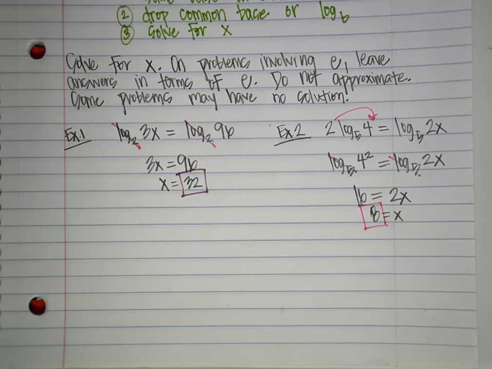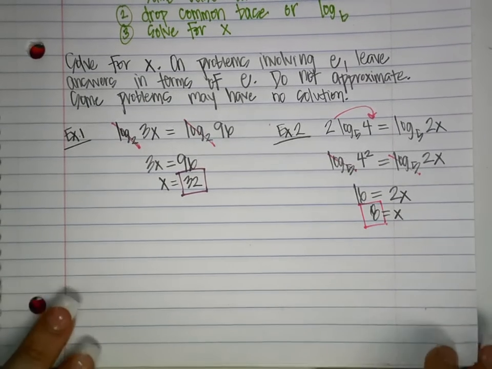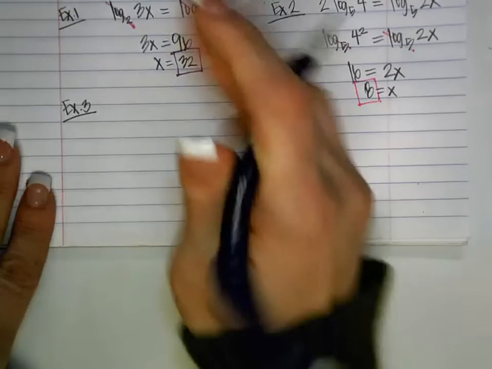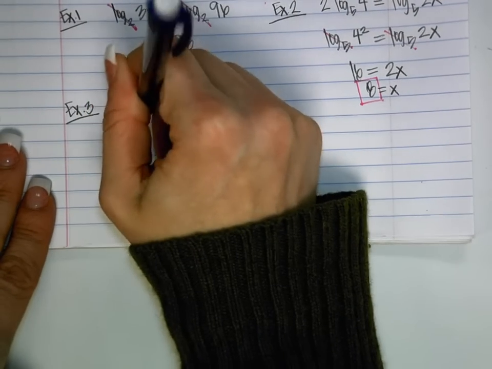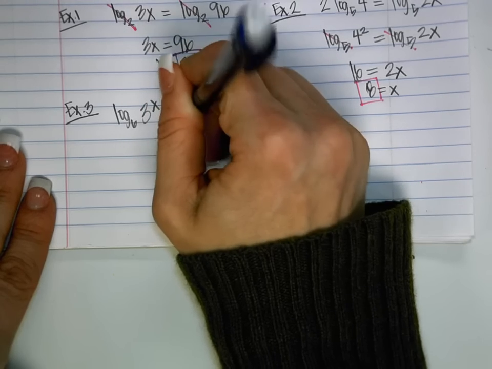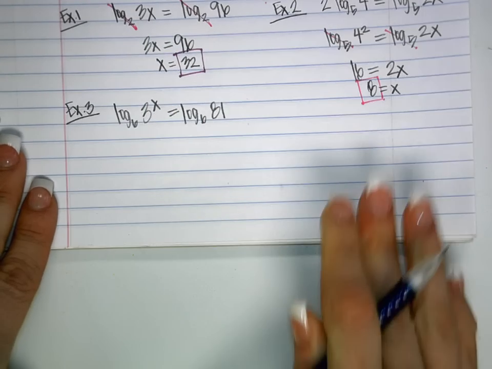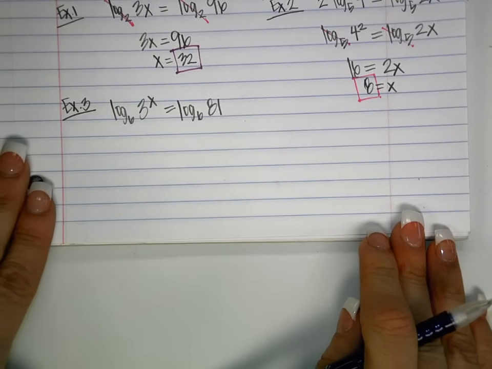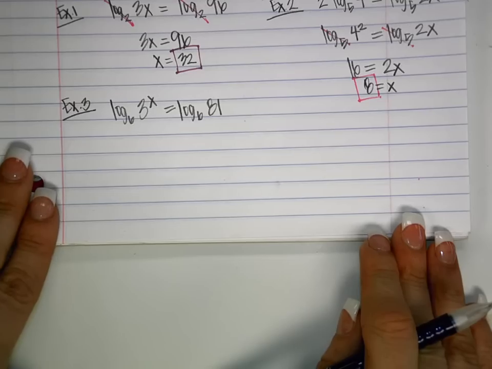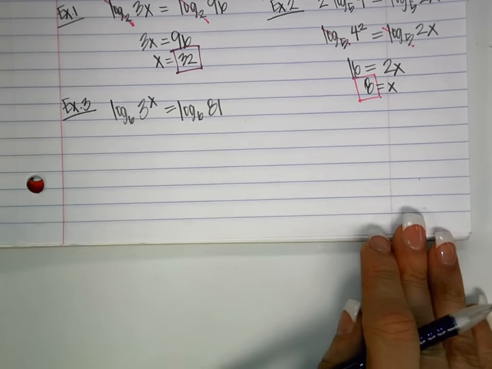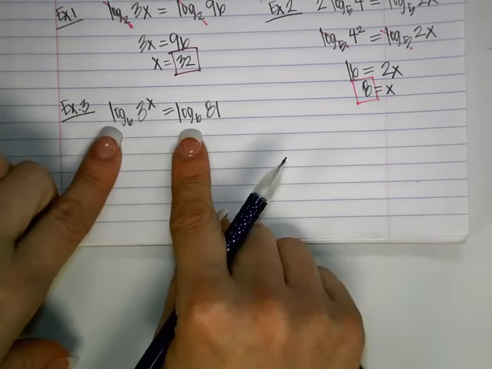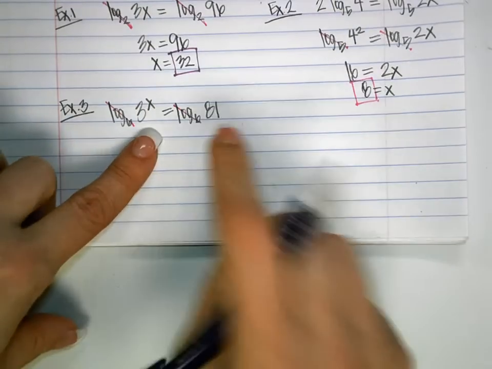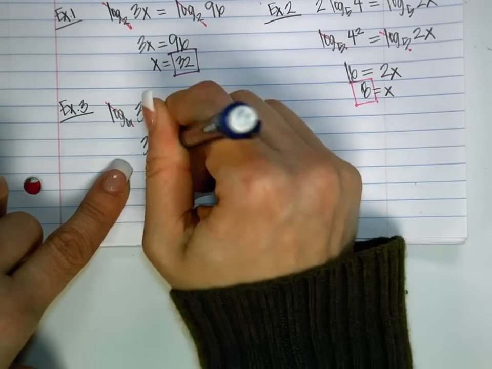Any questions so far? Not too bad? Okay, let's try another one. For number 3, I would like you to again solve for x. Log base 6 of 3 to the x power equals log base 6 of 81. So you already have the same log base, so you can drop those. There's nothing attached to the front. Then just set these equal to one another. So 3 to the x equals 81.